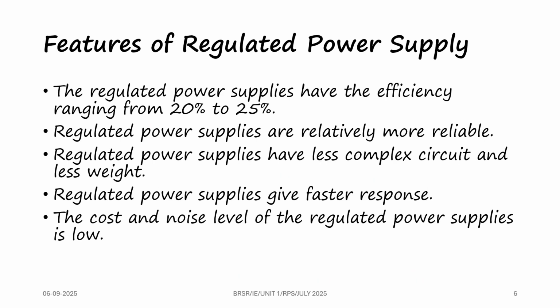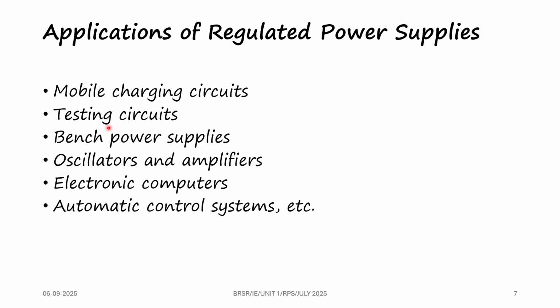Some of the features of the regulated power supply are: the regulated power supplies have an efficiency ranging from 20 to 25%. They are relatively more reliable. They have a less complex circuit and less weight. They give faster response. The cost and noise level of the regulated power supplies is low. Regulated power supplies find applications in mobile charging circuits, testing circuits, bench power supplies, oscillators and amplifiers, electronic computers, automatic control systems, etc.